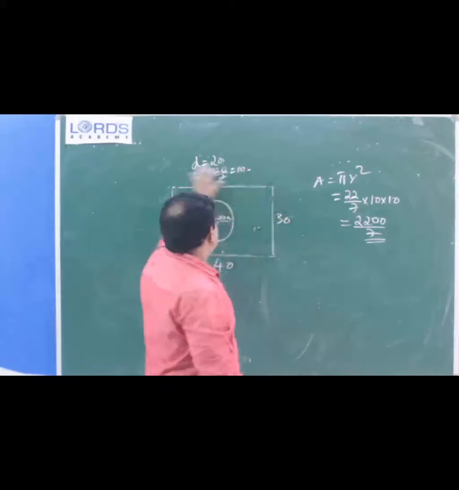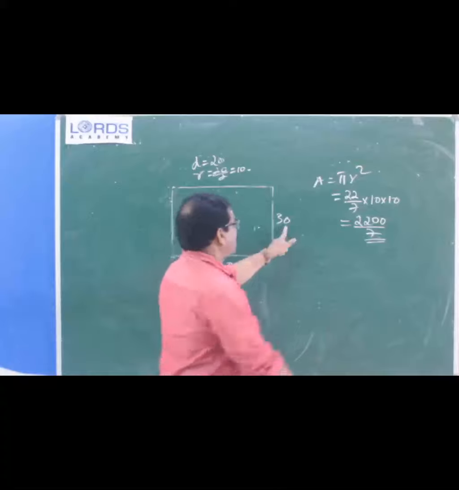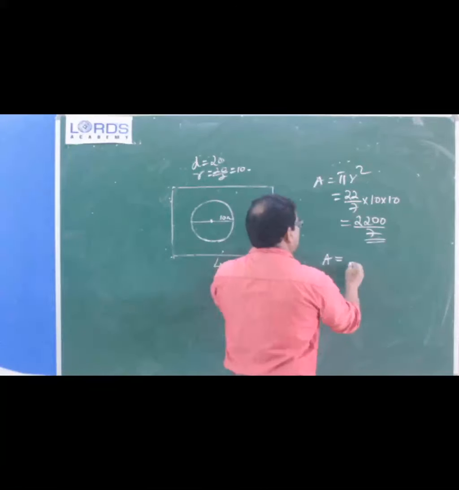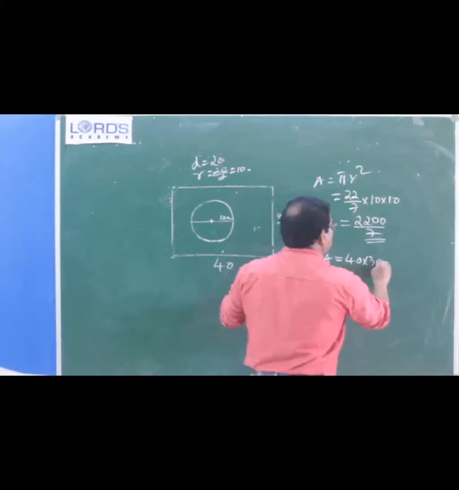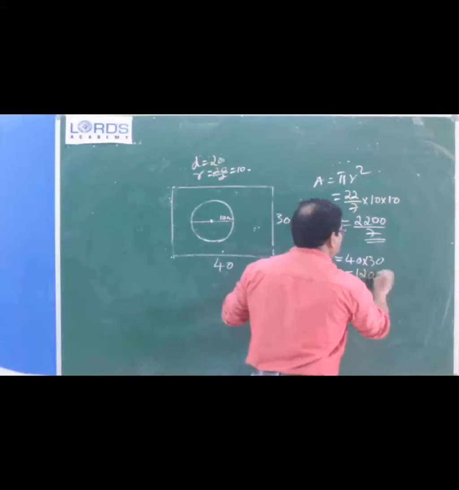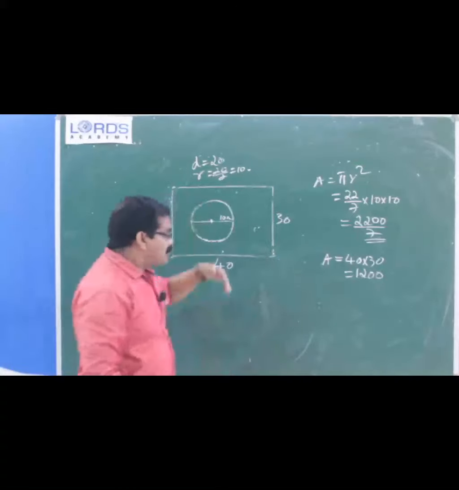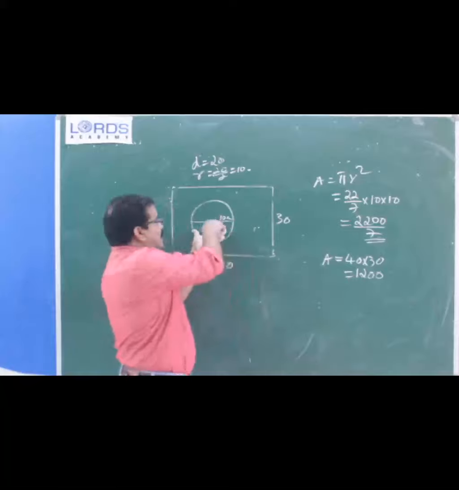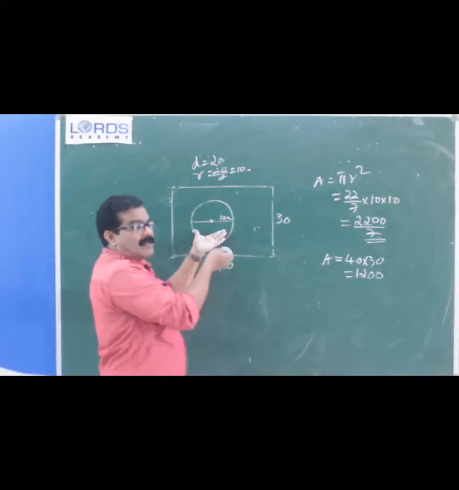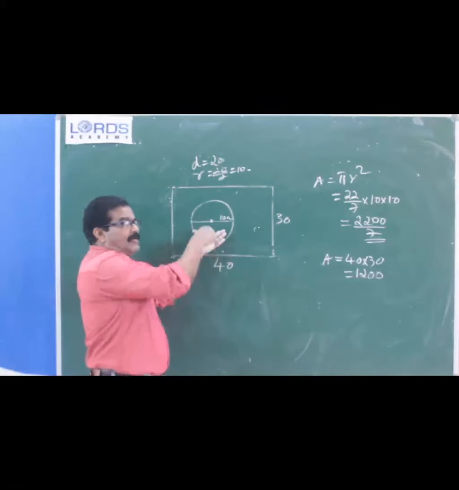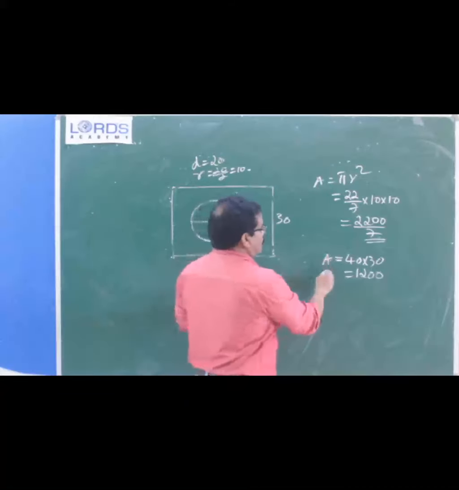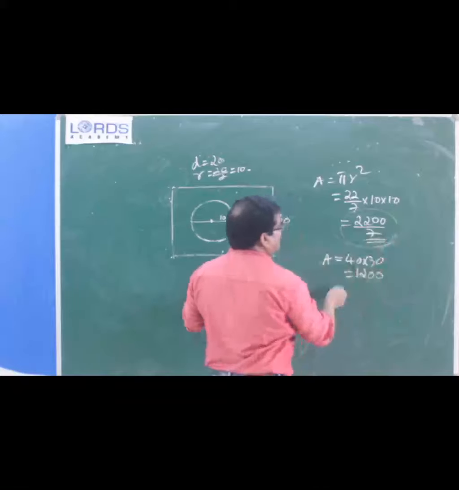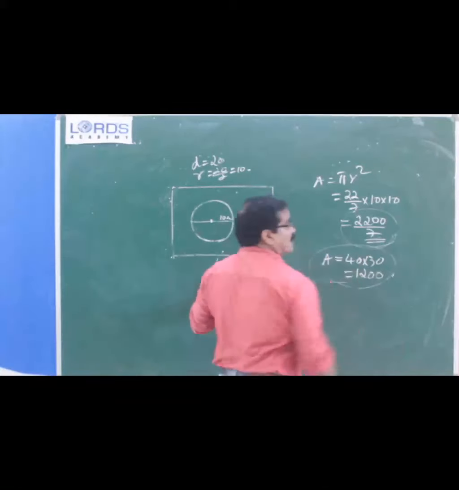Then what will be the area of the rectangle? Length into breadth. Area of the rectangle is equal to length into breadth, 40 into 30, that is equal to 1200. Okay. Then therefore, the probability of the die falling inside the circle is this, the favorable case, by this, the total possible case.